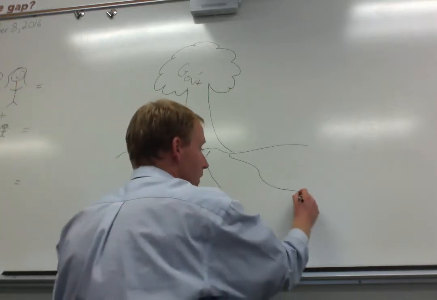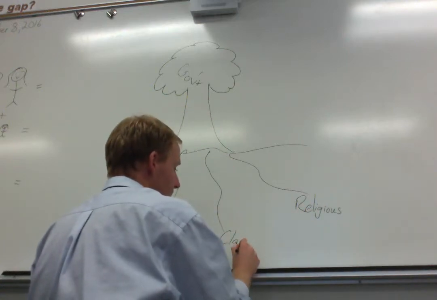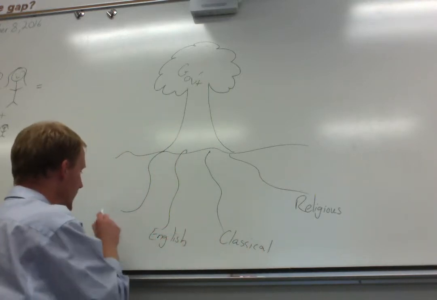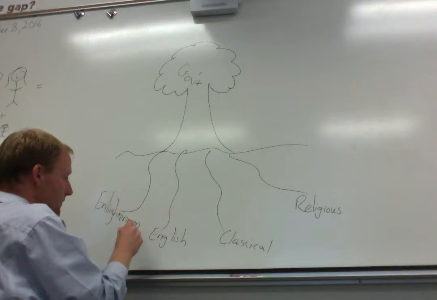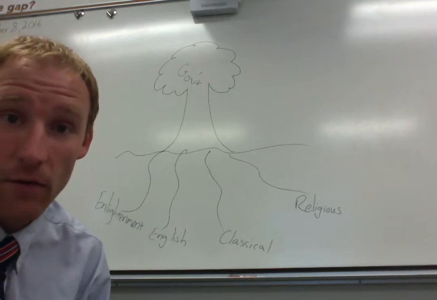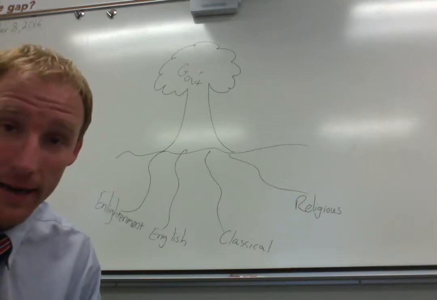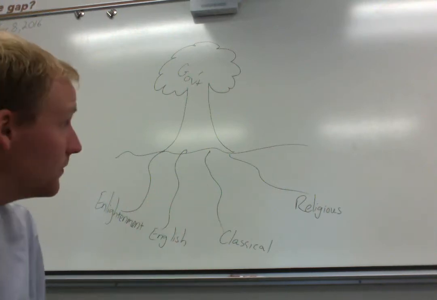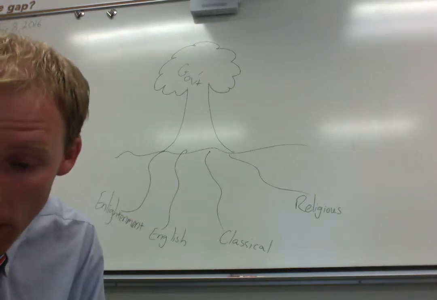So each one of those we'll talk about as sort of a different root: religious, classical, English, and Enlightenment. Because our founding fathers were really smart, but they didn't come up with all these ideas themselves. They borrowed these ideas from a lot of other places. So we're going to talk about what are the big ideas that influenced American government and where did they come from. So this gives you the visual of our government having these roots that helped it to grow.